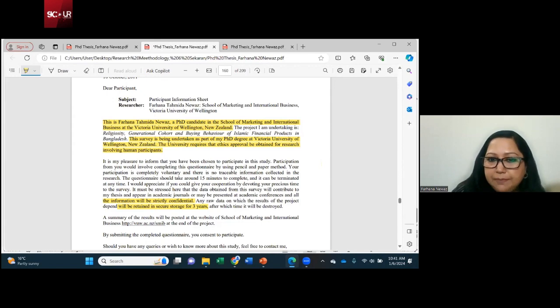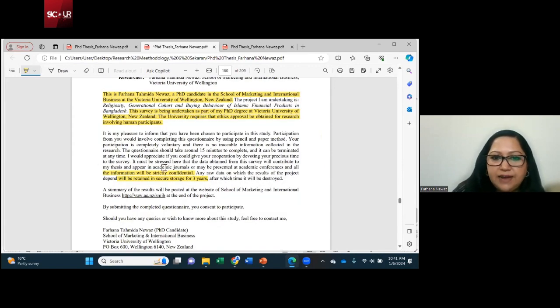And then I also mentioned the confidentiality. You also need to mention here that your information will be strictly confidential, and for how long it will be stored. It will be kept for a certain period.